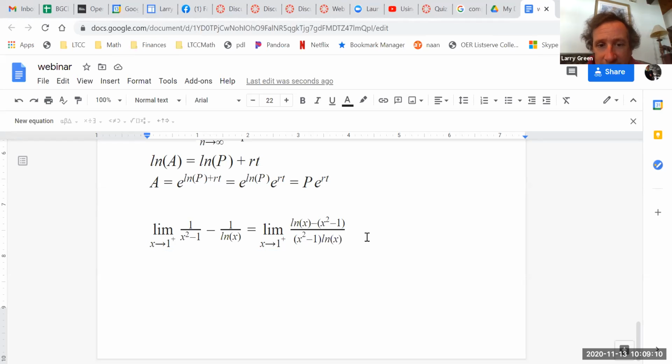Okay, so if you plug in, the numerator is ln of 1, which is 0, minus 1 minus 1, so it's 0 minus 0, and that's 0. The denominator is going to be 1 squared minus 1, which is 0, times ln of 1, which is 0. That's another 0, so 0 over 0. If you get 0 over 0, what do we do?